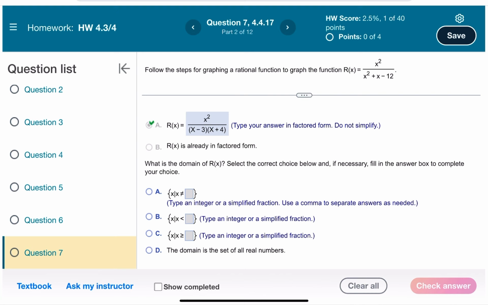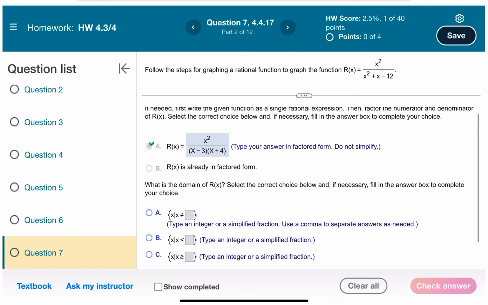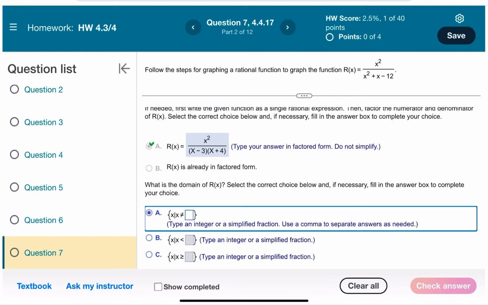Now we're fully factored, right? So this is what that means: we broke down the denominator into two factors, x minus 3 and x plus 4. Okay. So what is the domain of R of x? So again, domain is only affected by the vertical asymptotes. You technically could already see it. So my vertical asymptotes are going to be the denominator set equal to 0. So I could see that it's actually going to be A, all real numbers except 3 and -4.